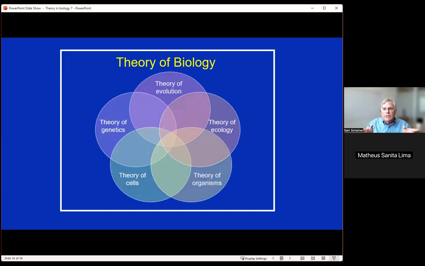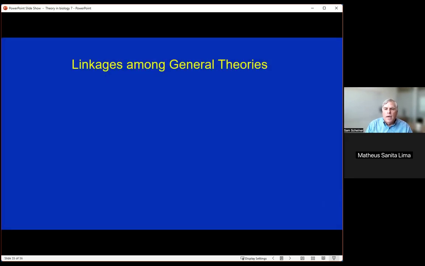In the schema that I've come up with, there are 5 other general theories that fit within the theory of biology, and they are theories of evolution, ecology, organisms, cells, and genetics. And I present them in this form where all of them overlap with each other in one fashion or another. So, general theories, it's not a strict hierarchy. They do have overlapping domains. And what's kind of interesting is that there are linkages among those general theories.